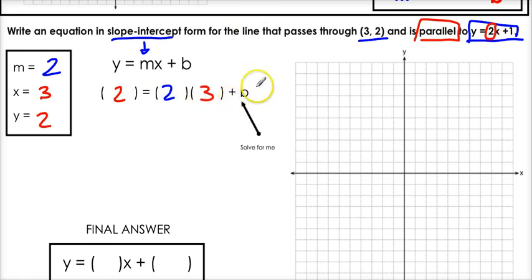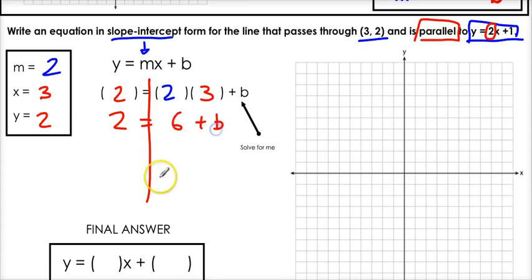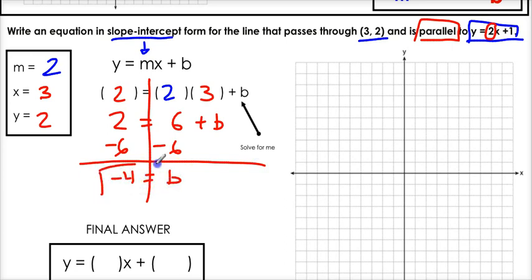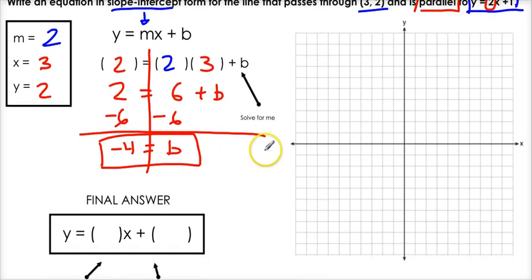And now we need to solve for b so we can write our equation. Well, let's do it. 2 = 6 + b. We're going to subtract 6 from both sides, and we get b = -4. Look at that. That worked out so well. I'm proud of us. I am proud of us.